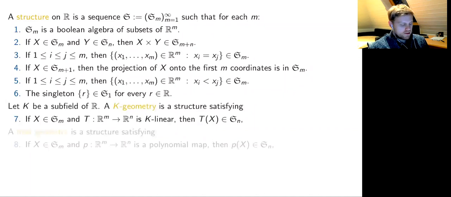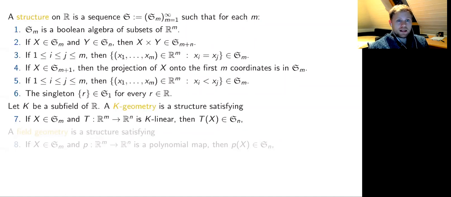So one of the ways that we call this a K geometry is if we take a subfield of R, let's say K, then I call it a K geometry if it is a structure which is closed under images of linear maps. Essentially, if you think about this as a model theorist, you're allowed to multiply by elements of K. So you have scalar multiplication by K.